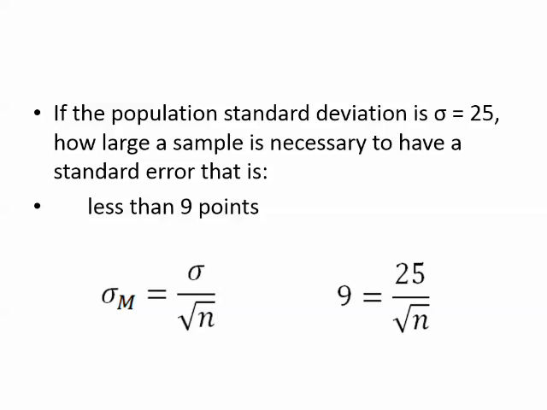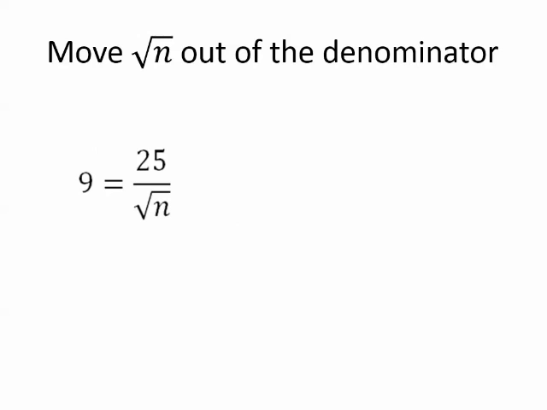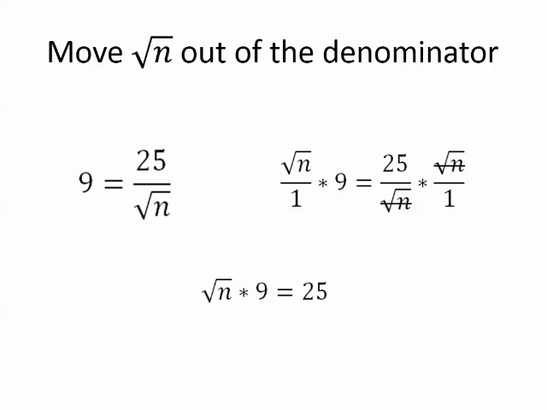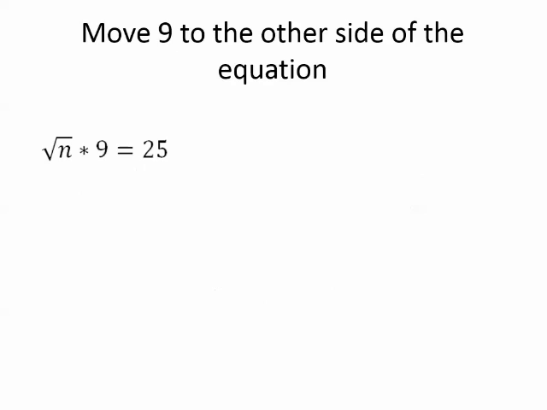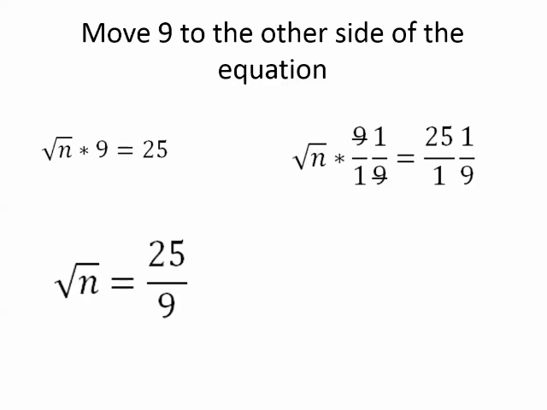So just like we were solving for x when we were rearranging the z formula, this is very similar, with a few differences. The first thing we need to do is move the square root of n out of the denominator to make it easy for us. So we multiply that on both sides. That cancels out, which leaves us with the square root of n times 9. Now we still want to get that by itself, so we divide both sides by 9. And so we get the square root of n equals 25 divided by 9, which gives us this.